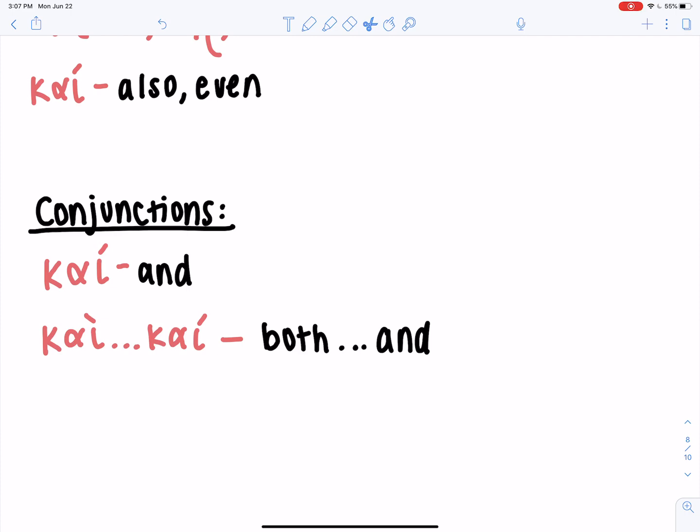So it's really a lot about what makes more sense in the moment or in the sentence, however you think is best to translate kai. So you make the call a lot of times whether kai is being used as an adverb or a conjunction, but I do think it makes sense, especially with practice.